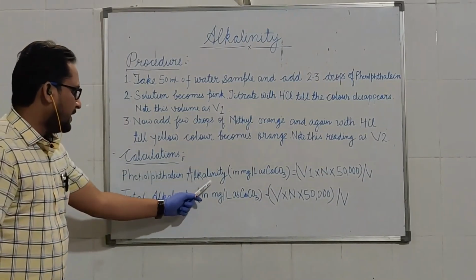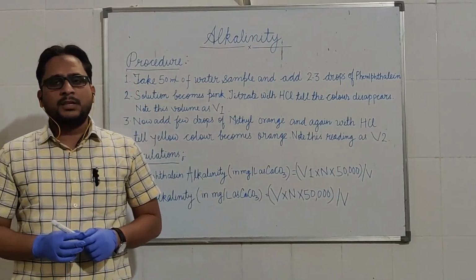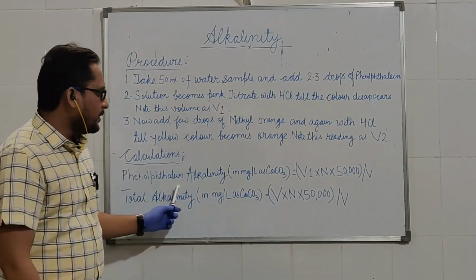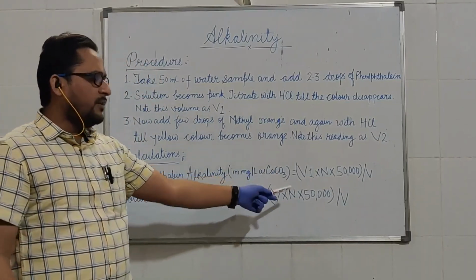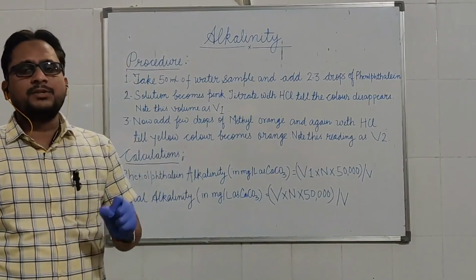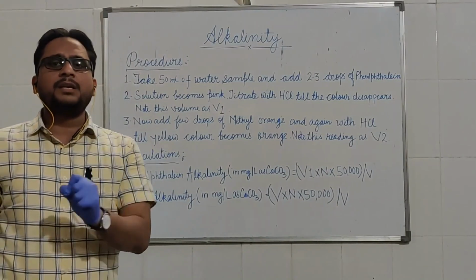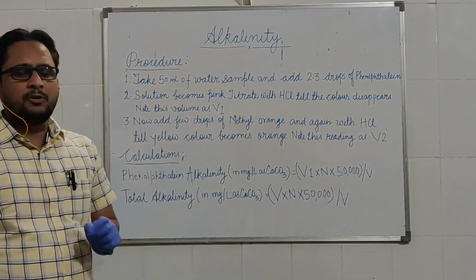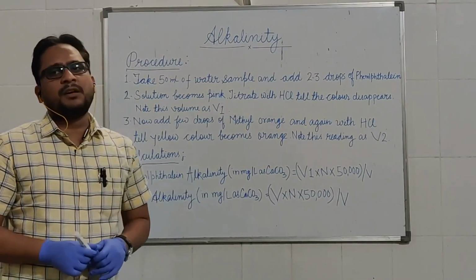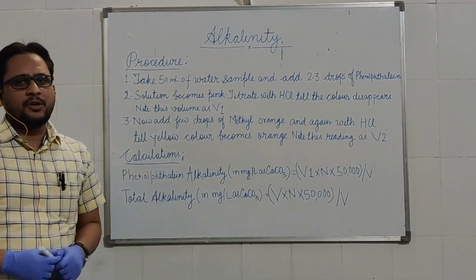For phenolphthalein alkalinity, of course, as you all know, alkalinity is always reported in milligrams per liter of CaCO3 equivalent, calcium carbonate equivalent. So for phenolphthalein alkalinity, we take V1 and multiply it. V1 is the total volume of HCl consumed in the first case when phenolphthalein was added, the total volume of HCl when the pink color disappeared. V1 is multiplied with the normality of HCl, which is 0.02 in the present case, multiplied by 50,000 divided by V. V is the volume of sample in ml. This will give us the phenolphthalein alkalinity.